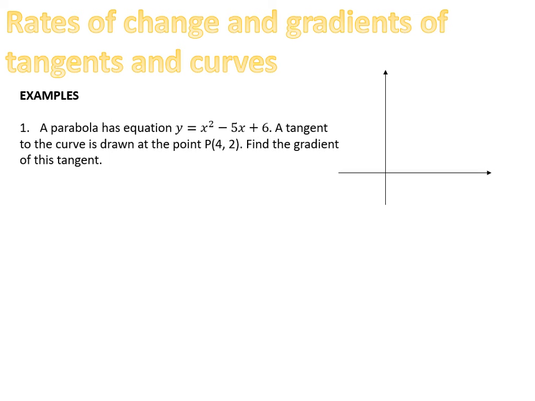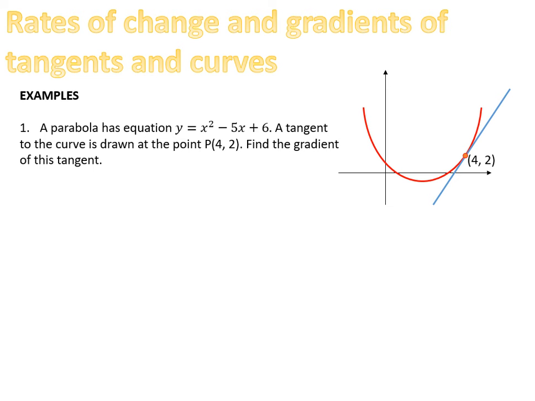Right, an example just quickly. A parabola has equation y = x² - 5x + 6. A tangent to the curve is drawn at the point P, which is (4, 2), and we're going to find the gradient of this tangent. You won't always be given a diagram, but here's a snazzy one that I drew for you. We're going to find the gradient of a tangent at a specific point. So that's a tangent there. Remember, it just touches the curve at one point only, and that is the point, in this case (4, 2). We're going to find the gradient of this tangent.